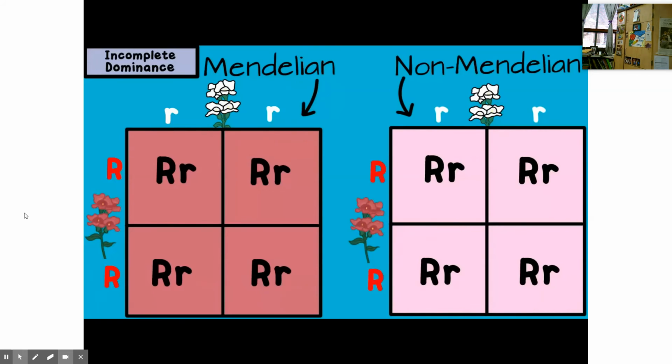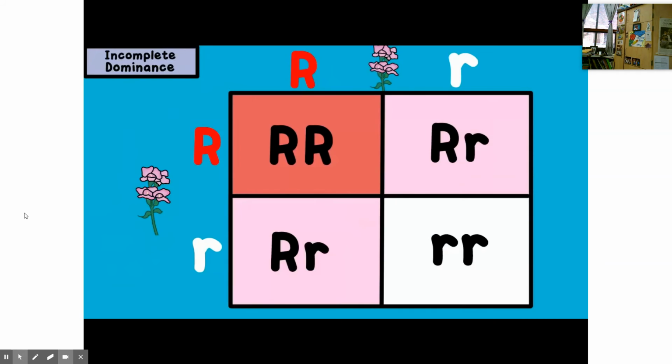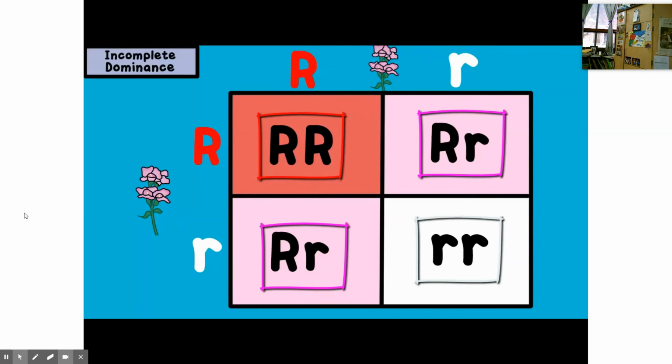So big R, little r in this case is pink. If you cross 2 pink flowers, big R, little r, like shown in this Punnett square here, you can get offspring that are red, white, or pink.